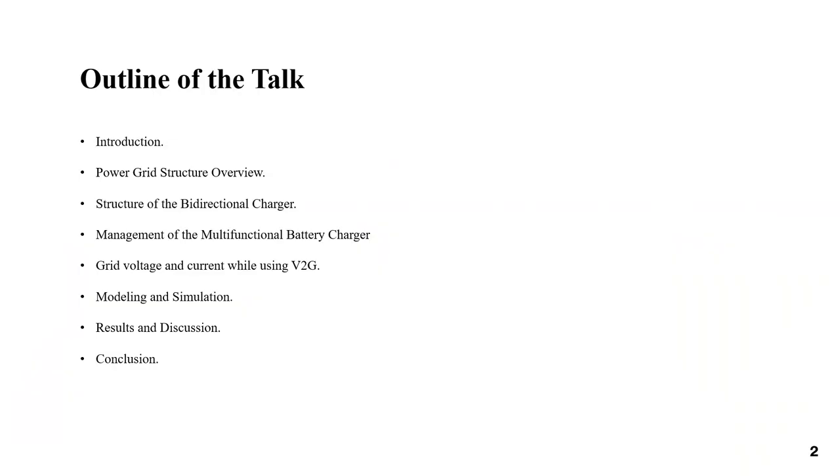This is the outline of our presentation, which includes the introduction, power grid structure overview, the structure of bidirectional charger, how the multifunctional battery charger is managed, then the grid voltage and current while using the V2G, the modeling and simulation of our project, results and discussion, and conclusion are also included.